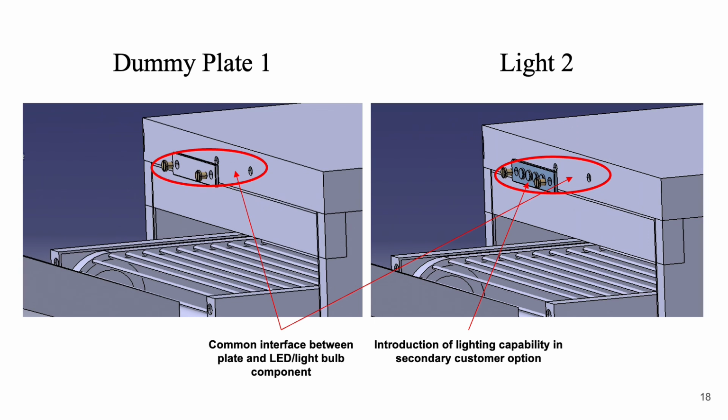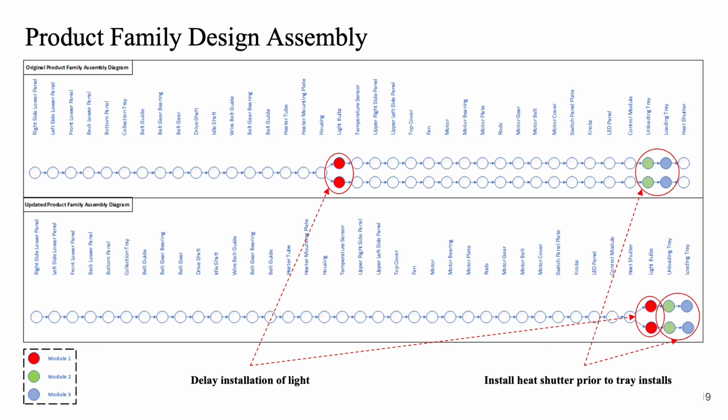And for the base model we have just given a dummy plate in order to use the same top cover in both products. These are two assembly diagrams with a delayed differentiation in the second. We are going to save logistic and assembly cost.